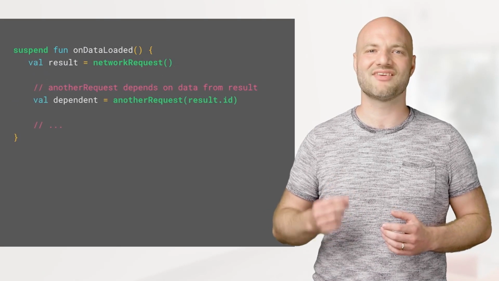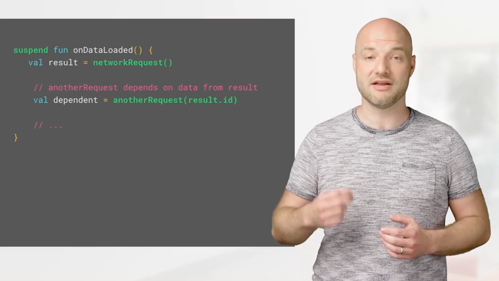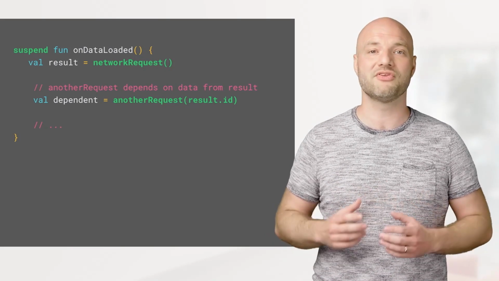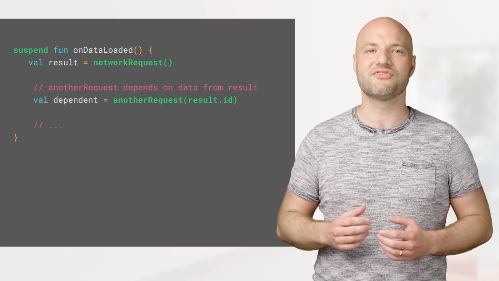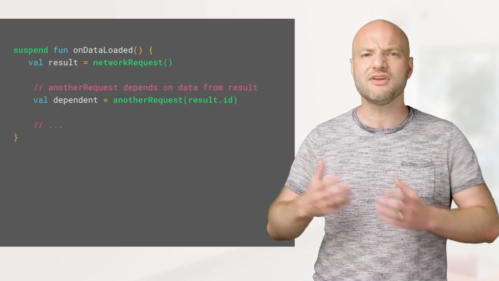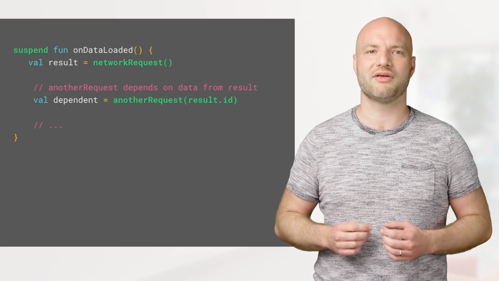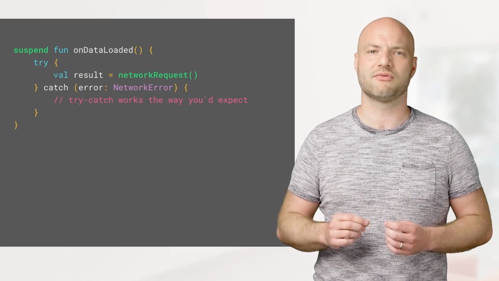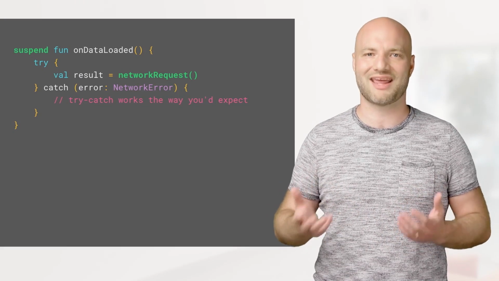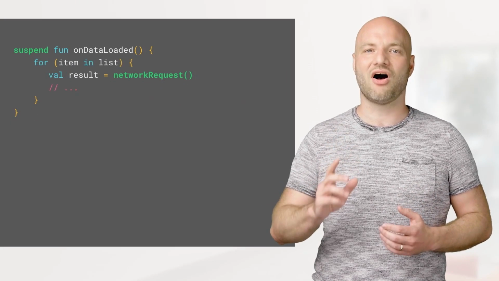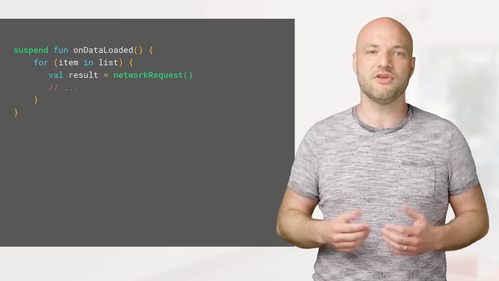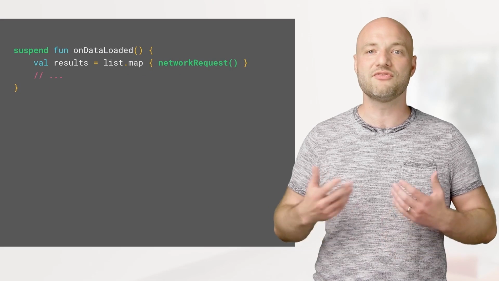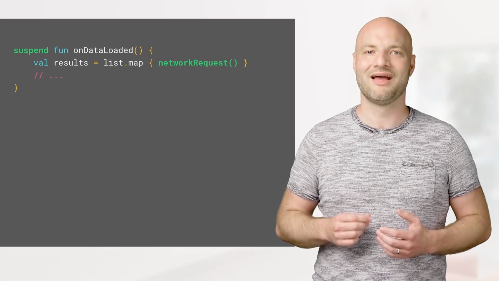When a suspend function has a dependency on the result of another suspend function, you can just use variable assignment to store the result. Here, we're storing the result of a network request and using it to pass a value to another request. To signal an error, coroutines throw exceptions, which you can manage with regular try-catch blocks. And to call suspend functions repeatedly, you can wrap it in a loop. Or, if you prefer a functional style, you can use them that way in Kotlin too.